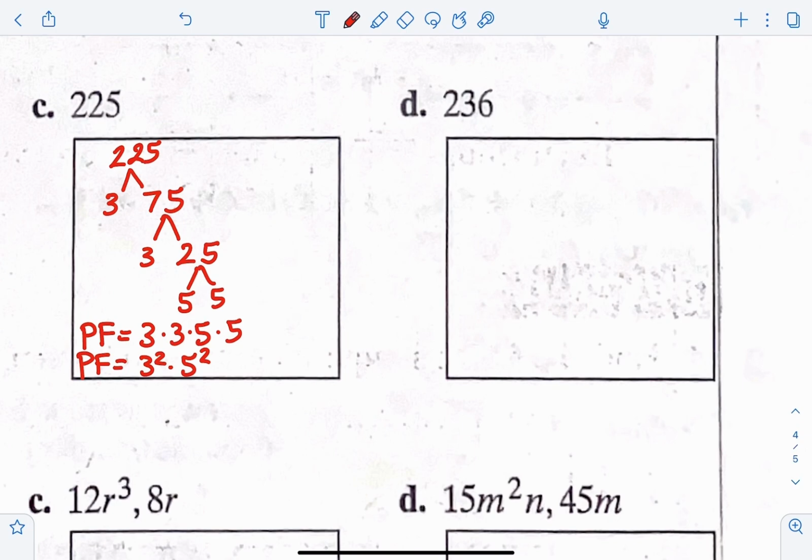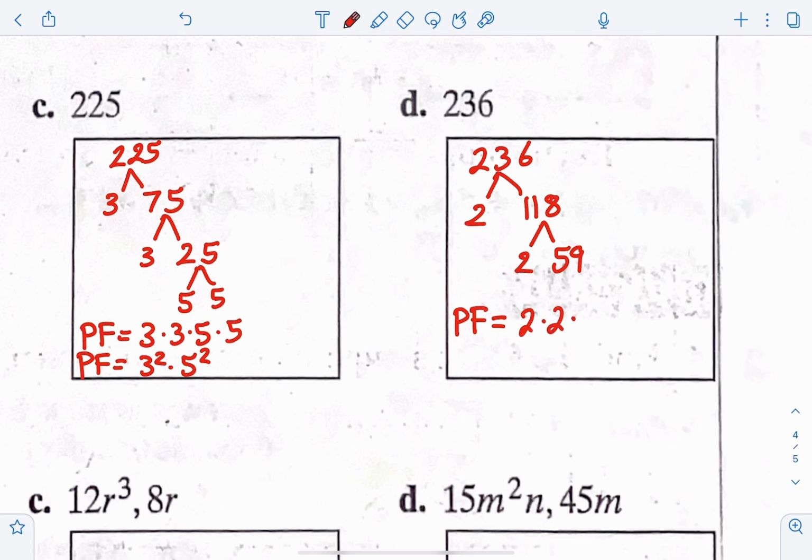All right, so hopefully what you got for D, 236, and we break it apart. It's an even number, so we start with 2 times 118. That's an even number again, so we can use 2 and 59. You might have struggled a little bit here. 59 is in fact a prime number. So this is as far as you can go. So you have prime factorization equals 2 times 2 times 59. Prime factorization equals 2 to the second times 59.